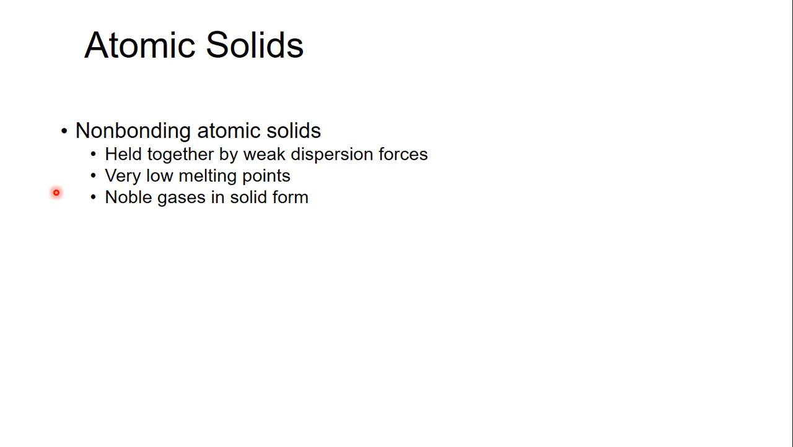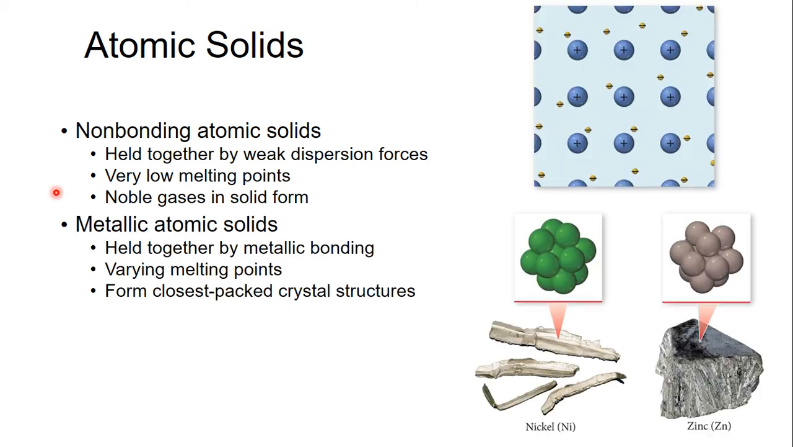Then we have atomic solids, which are made out of atoms, and we have 3 different types. The first are non-bonded atomic solids. So the atoms are only held together by dispersion forces, very weak, and so you have a very, very low melting point, way below room temperature. So your noble gases, if you lower the temperature enough, they become a solid, and they are only held together by dispersion forces.